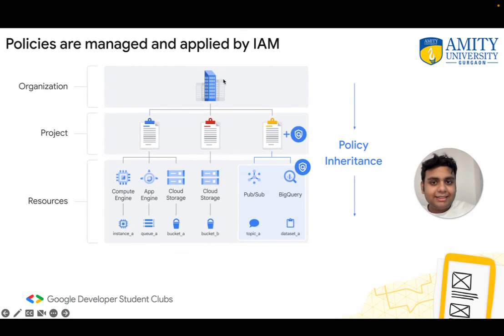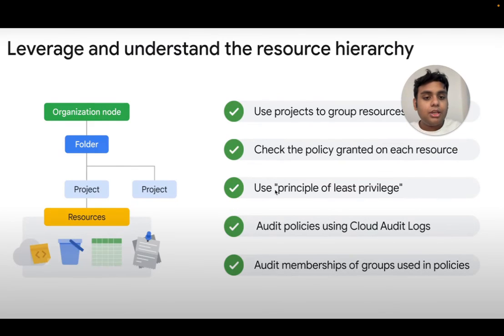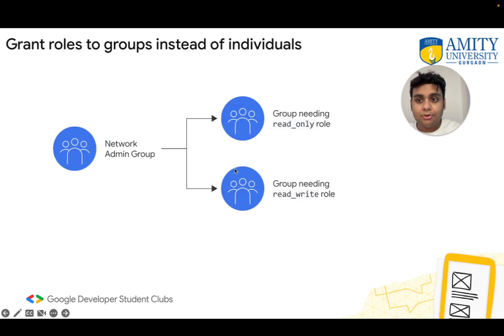So policies are applied to an organization, then inherited from the organization to different projects, and then the resources inherit from the projects, just like that. So that's how you leverage and understand the resource hierarchy. You can use projects to group resources. You can check the policy granted on each resource. You can use the principle of least privilege, which makes sure that the least privilege is given to every role that you create, and then you can customize it using custom roles according to you. Audit policies using Cloud Audit Logs, and audit memberships of groups using IAM policies. So I hope you understand.